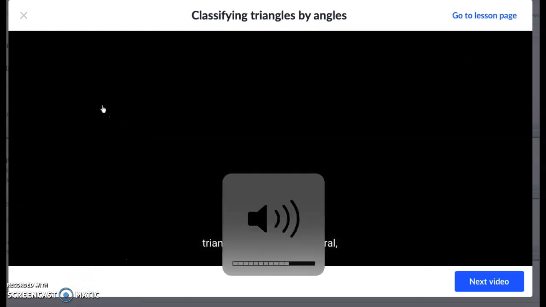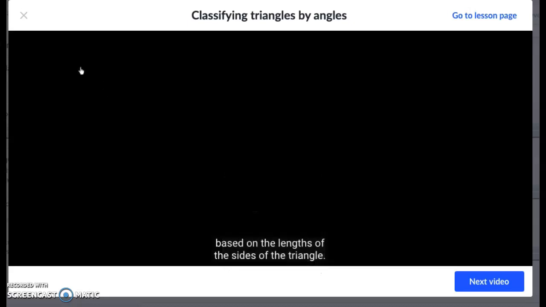Isosceles, or scalene based on the lengths of the sides of the triangle. So if none of the lengths are congruent, so if you have something like this, we would consider this scalene. I'm assuming that this side is not equal to that side and neither of these are equal to that side. So that would be scalene, and this is all a review.